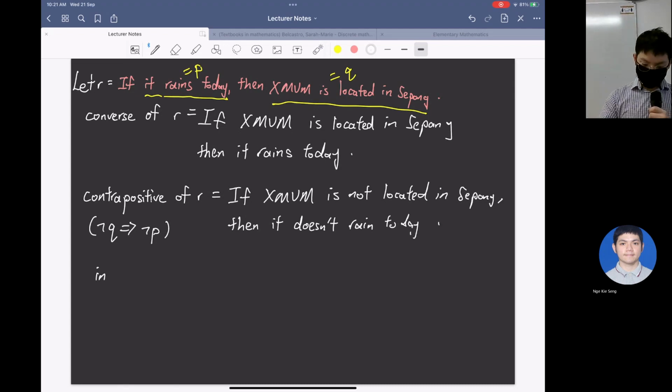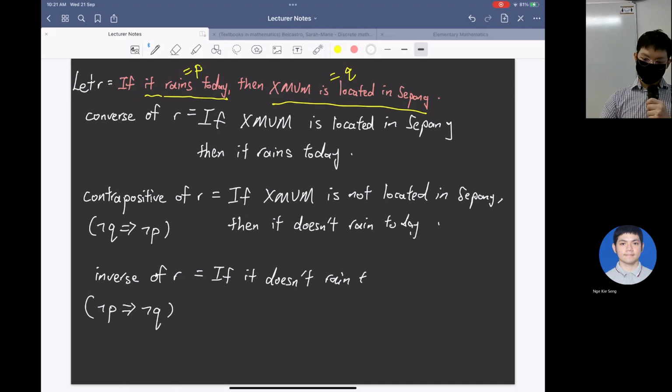How about inverse? So the definition of inverse is what? Remember? Not P implies not Q, correct? Not P implies not Q. So what do you get? If it doesn't, yes, that's right. Okay, good.